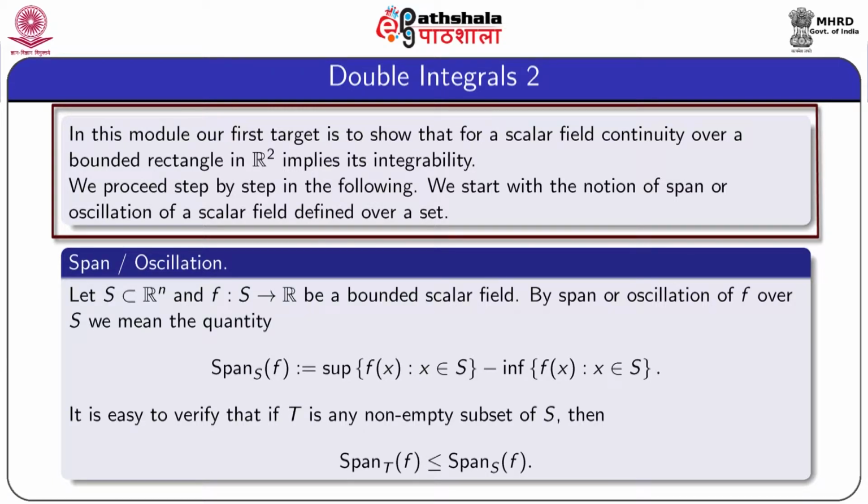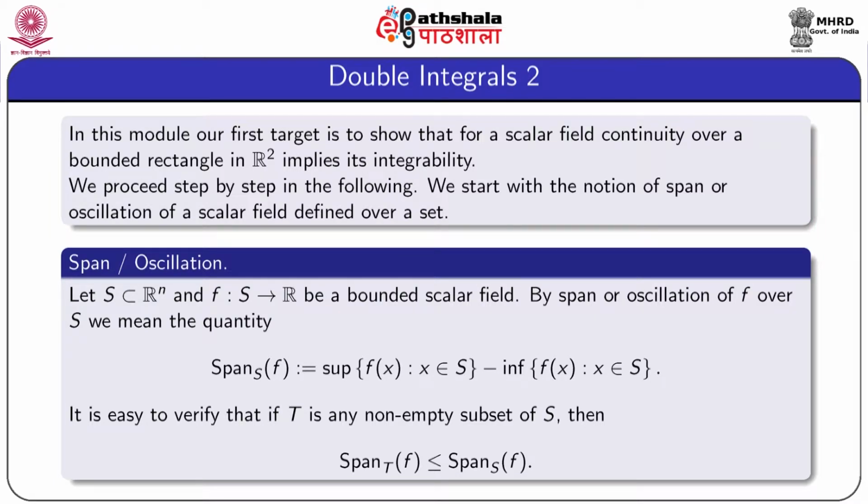We start with the notion of span or oscillation of a scalar field defined over a set. Let S be a subset of Rn and F from S to R be a bounded scalar field. By span or oscillation of F over S, we mean the quantity span_S F, defined by the supremum of F(x), x from S, minus the infimum of F(x), x from S. It is easy to verify that if T is any non-empty subset of S, then span of F over T is less than or equal to span of F over S.